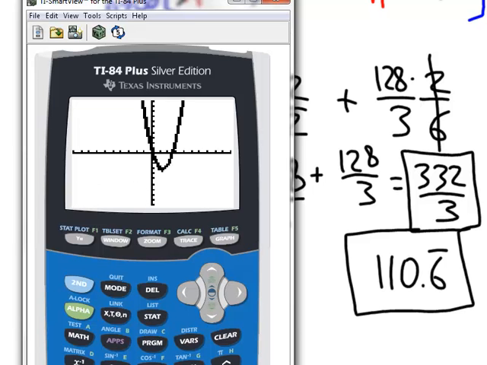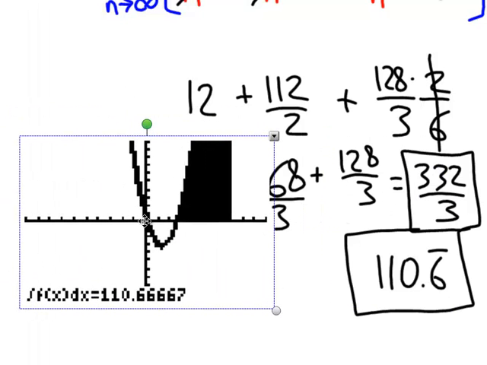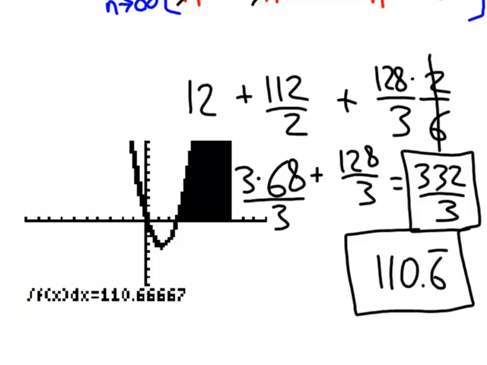And I see the shading. Again, I don't see all the shading. It goes off the top of the screen, but at least I see the number that I'm interested in down here. I see that the answer, 110.6 repeating, matches ours.